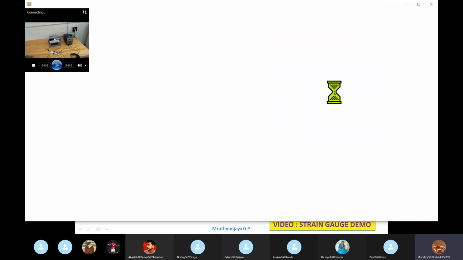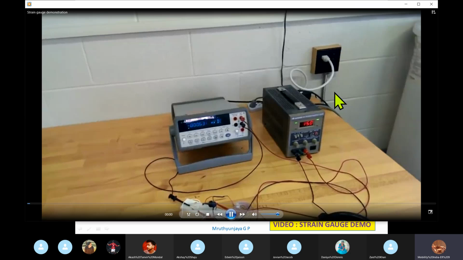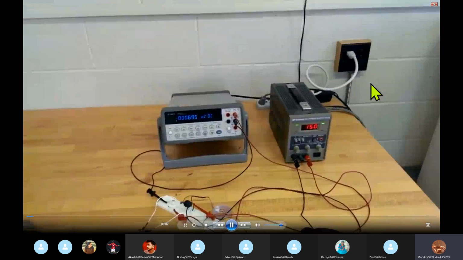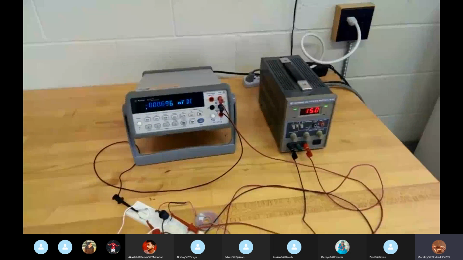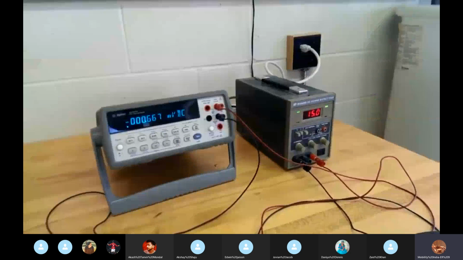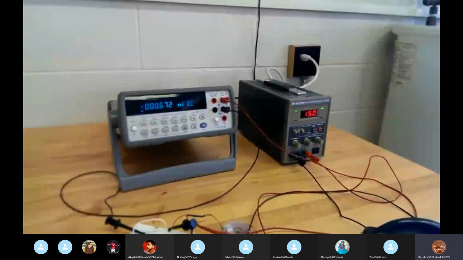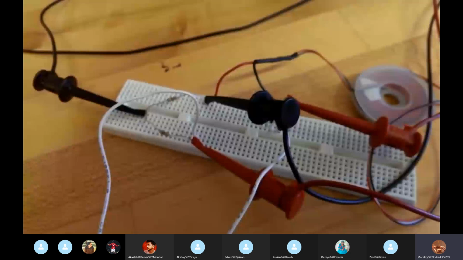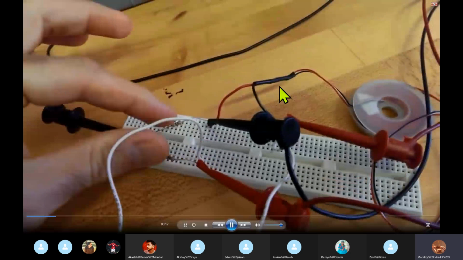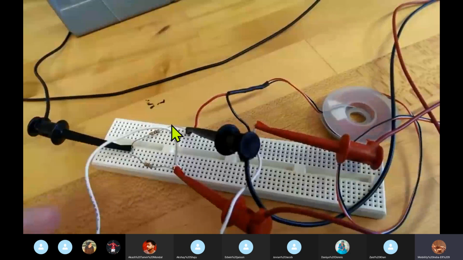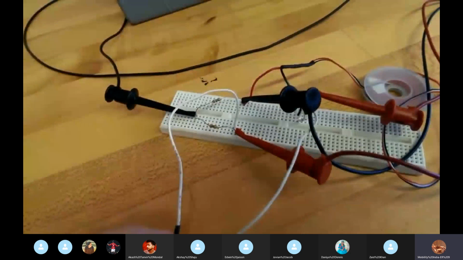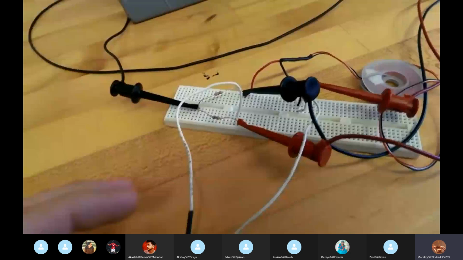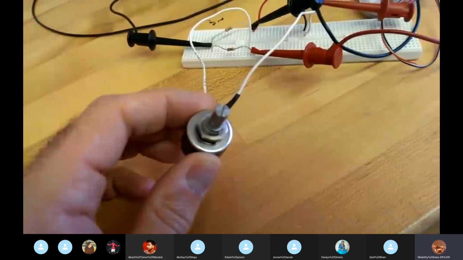Okay, this video is for experiment number 5, strain gauges. Basically, this experiment uses a Wheatstone bridge, which I have already constructed here. The Wheatstone bridge consists of 2 resistors on one side of the bridge, and on the other side of the bridge we have a variable resistor or a potentiometer.